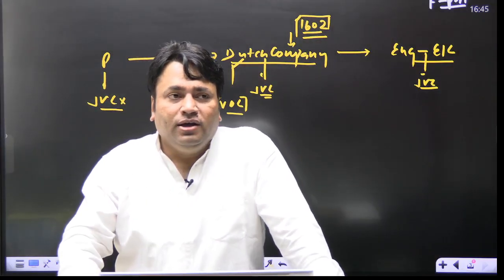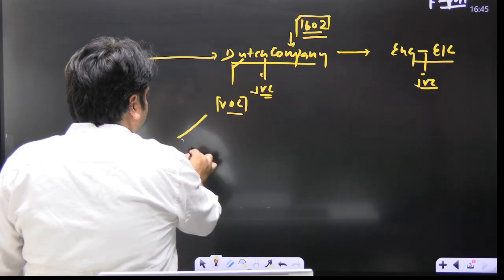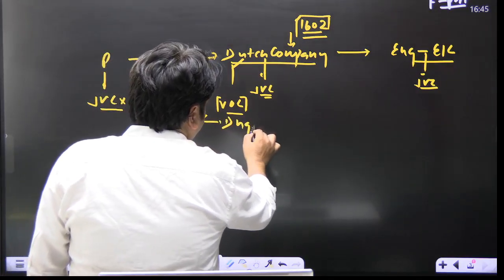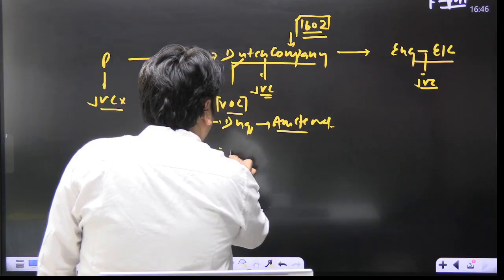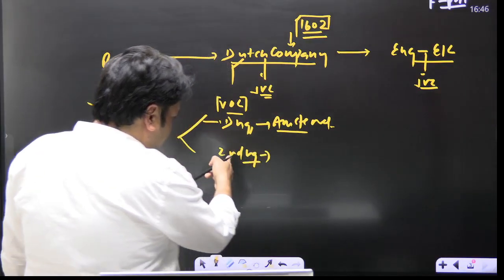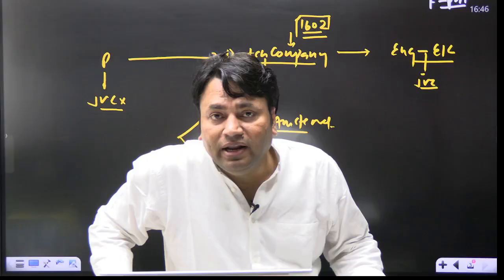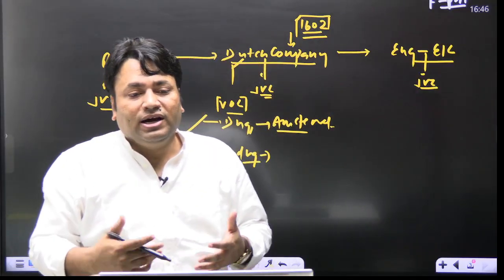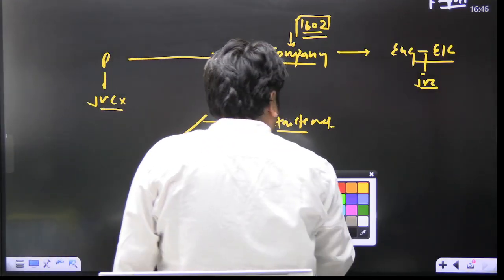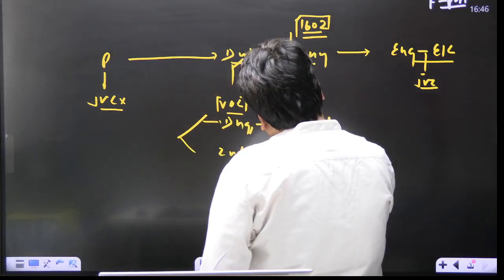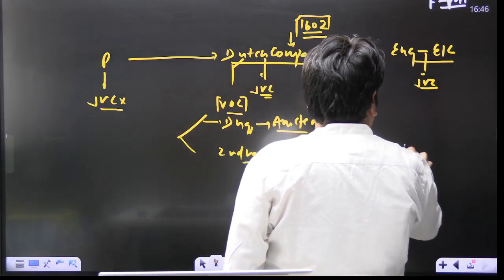Now, the headquarter of this company was Amsterdam. So we see two headquarters of this company. One headquarter was Amsterdam, Netherlands, and the second headquarter of this company, this point is very important, was in Indonesia, modern Jakarta. At that time the place name was Batavia. So the second headquarter of this company was in Batavia, present day Jakarta.